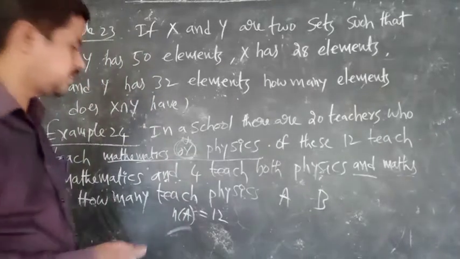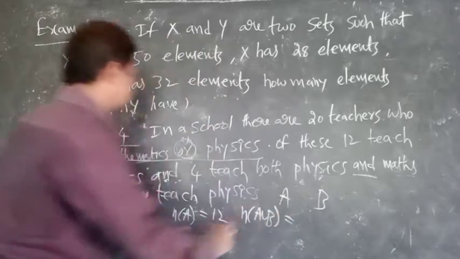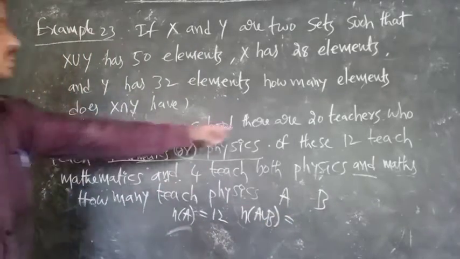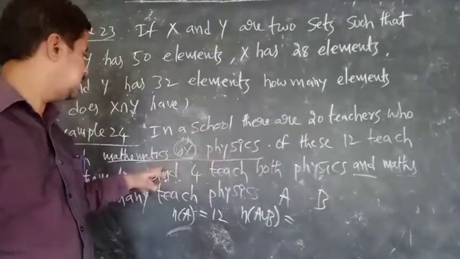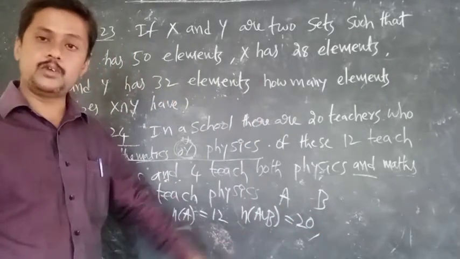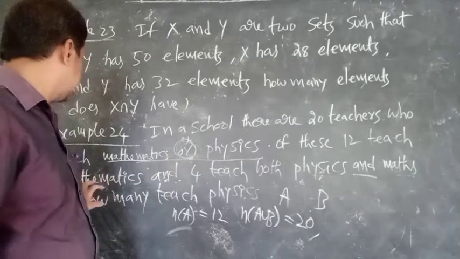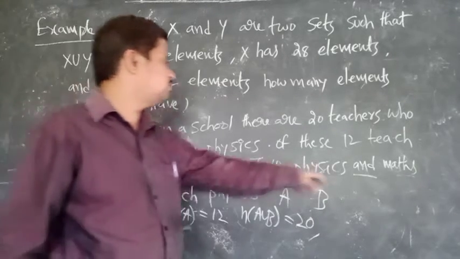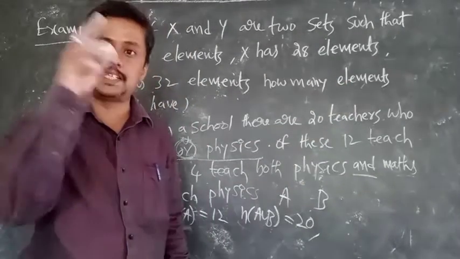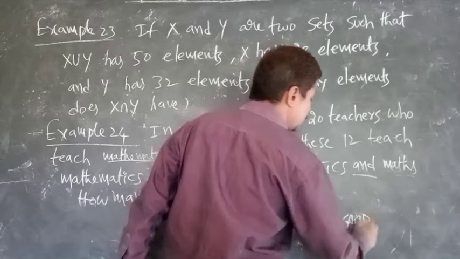So already told, or means what? Union. Therefore n of A union B is equal to what? Here 20 teachers teach both mathematics or physics, so n of A union B is 20. Next, and is there: mathematics and 4 teachers teach both physics, and means what? Intersection. So therefore n of A intersection B is equal to 4.